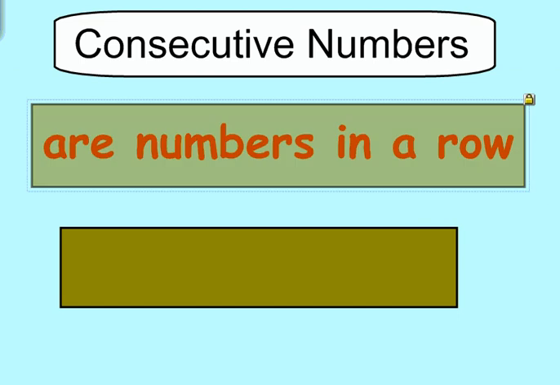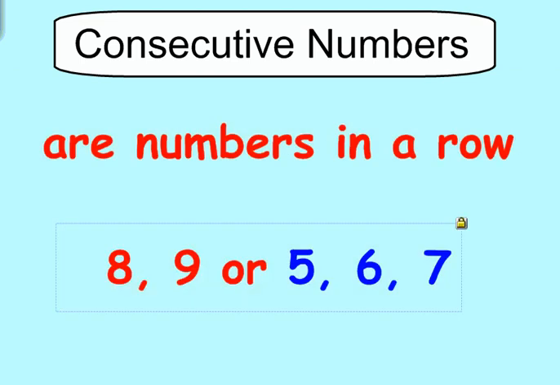Consecutive numbers are numbers in a row. For example, 8 and 9 are consecutive numbers, 5, 6, and 7 are consecutive numbers, 12, 14, 20, 27 are not consecutive numbers. They're not in a row.